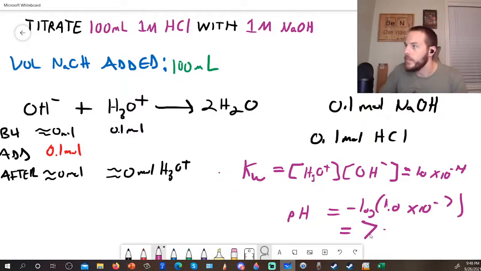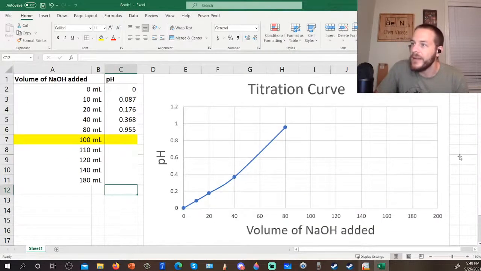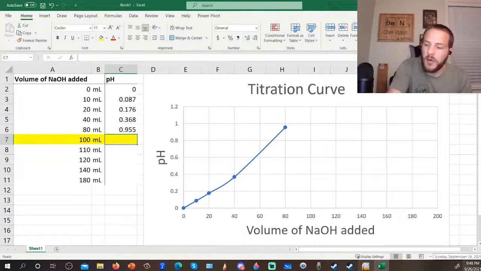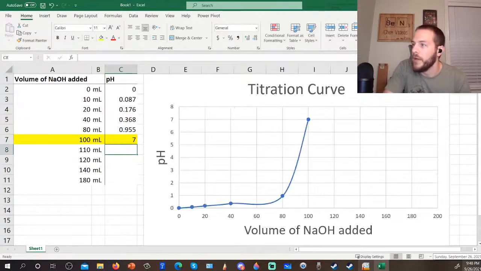So now that we've established that in a strong acid, strong base titration, the pH at the equivalence point is always going to be 7, we can hop back into Excel here and type in 7 for our pH value at the equivalence point. Now notice that our pH curve, our titration curve, has shot way up. And this is something I was talking about earlier, where the closer you are to the equivalence point, the more dramatic the change is. Small amounts of added base result in very large changes in pH when you're close to that equivalence point.